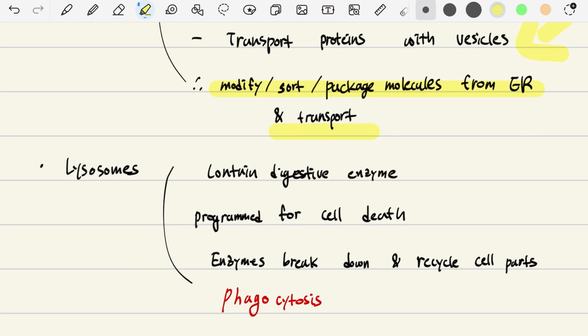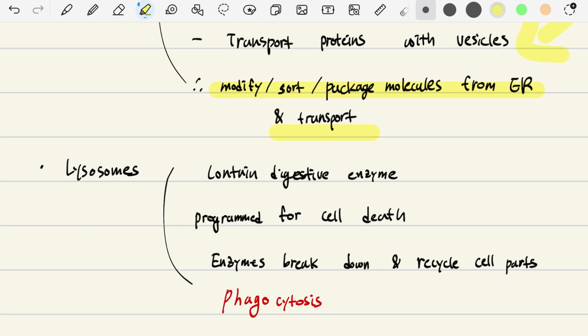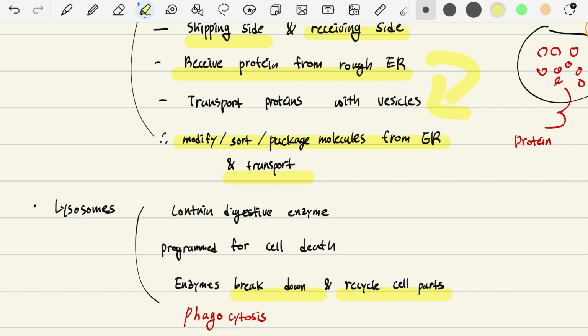The other one would be the lysosome that is related with cell death. They contain digestive enzymes and they are programmed for cell death. And because they have digestive enzymes inside them, those enzymes break down and recycle cell parts, and we usually call it phagocytosis.